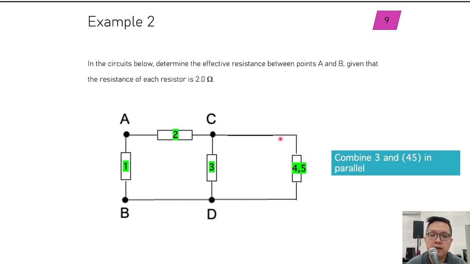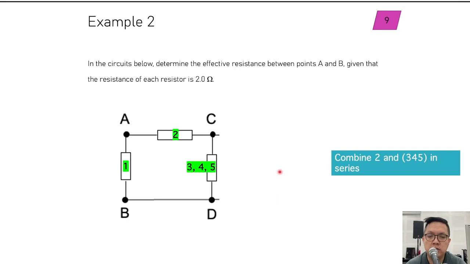Now we can see that between C and D, there are two branches with a single resistor each, 3 and 4, 5. So you're going to combine these two in parallel. Once you combine in parallel, this is what you'll get. You have basically gotten rid of the last loop here. This equivalent resistor consists of resistors 3, 4, and 5. Once you have this, you can see that across AB, there is one branch this way, and another branch that goes this way.